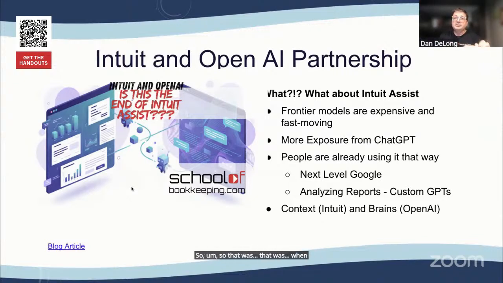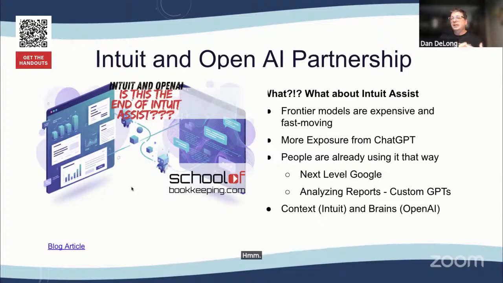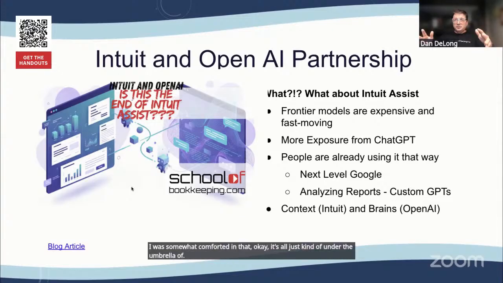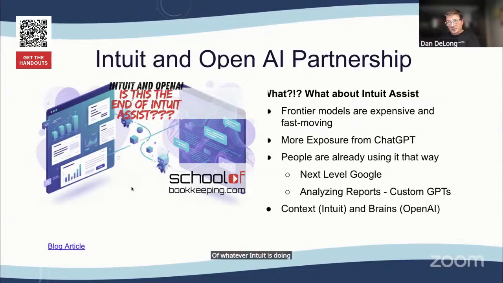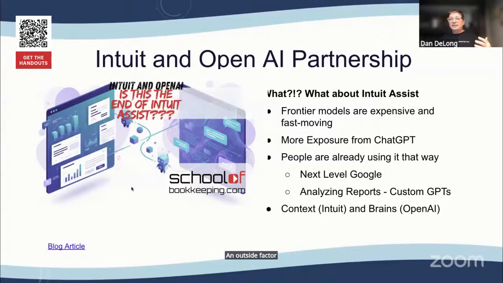So that was when they announced how AI is going to be analyzing data out of QuickBooks. I was somewhat comforted that it was all under the umbrella of whatever Intuit is doing. And now, with the connection to ChatGPT, there is an outside factor. That's where I thought, well, wait a minute, how secure is this data?